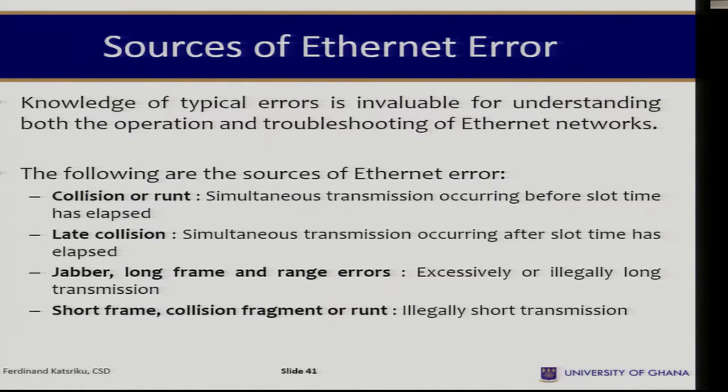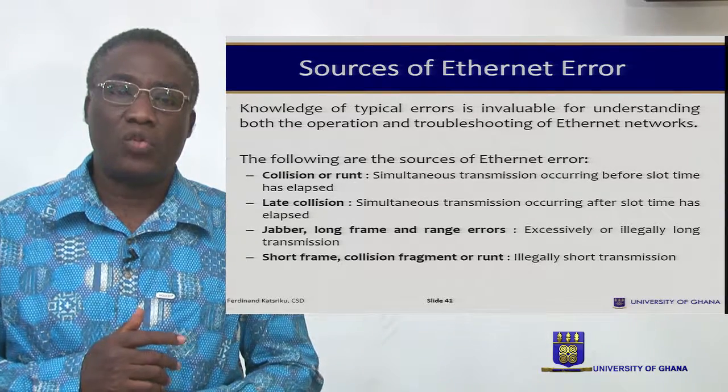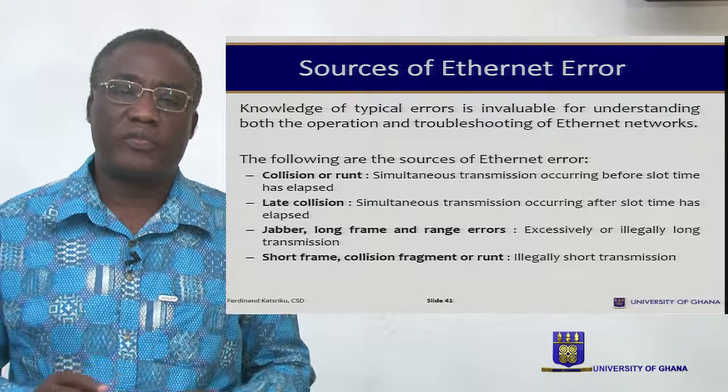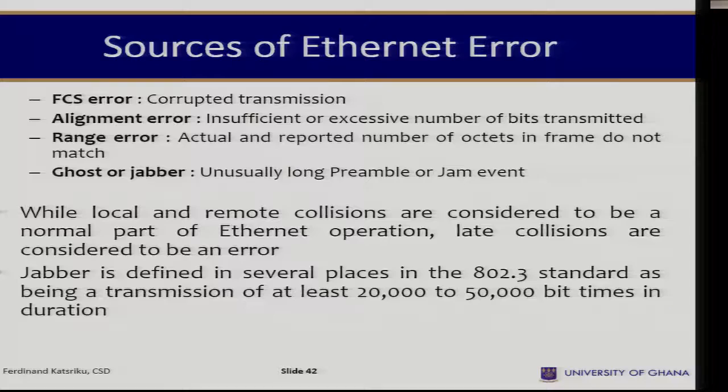Knowledge of typical errors is invaluable for understanding both the operation and troubleshooting of Ethernet networks. The following are the sources of Ethernet error: collision or runt, late collision, jabber, long frame, range errors, short frame, collision fragment or runt, FCS alignment error, range error, ghost or jabber.